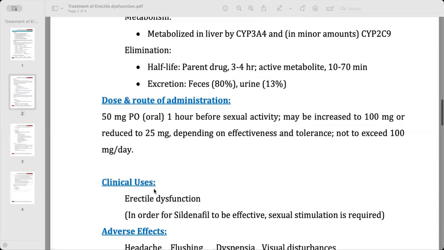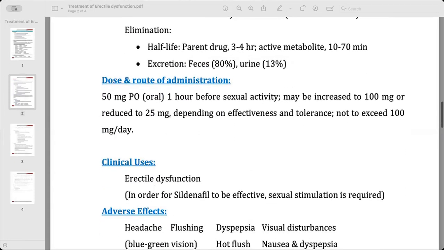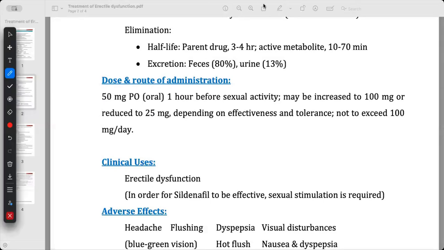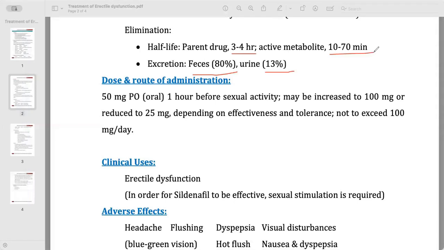The elimination: the drug is eliminated or excreted by the feces 80% and the urine 13%. Half-life of the drug: the parent drug has a half-life of about 3 to 4 hours, and the active metabolite has a half-life of 10 to 70 minutes.